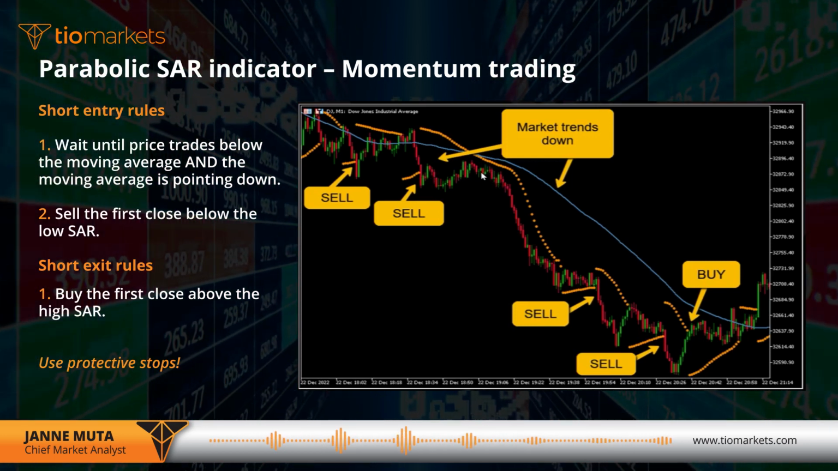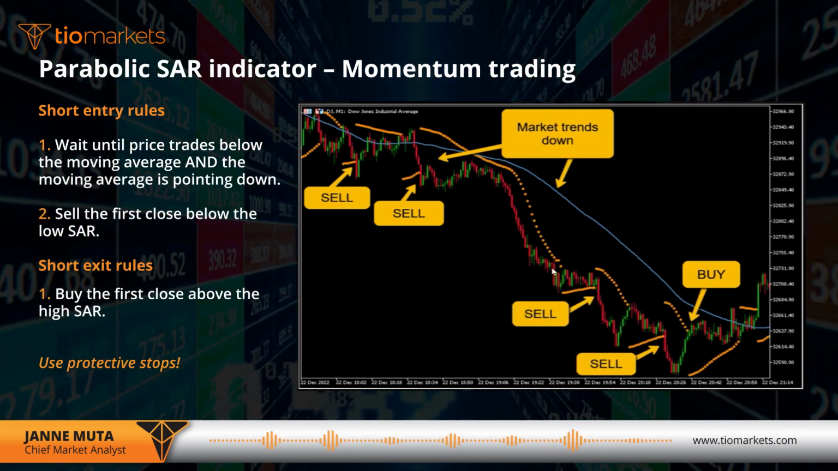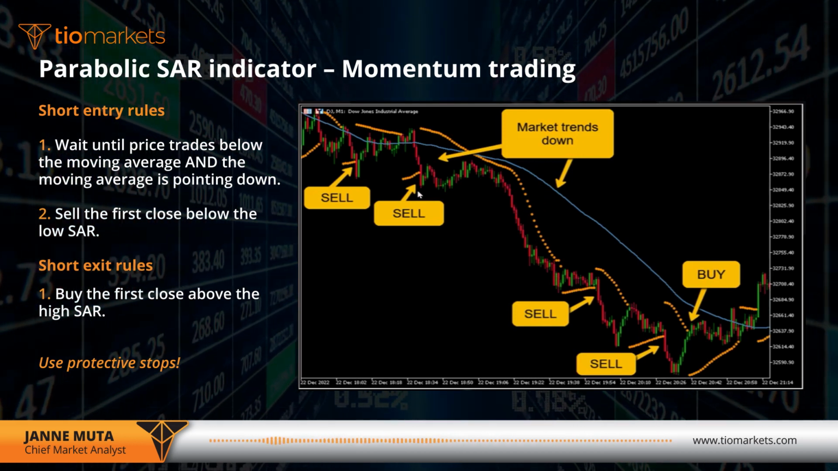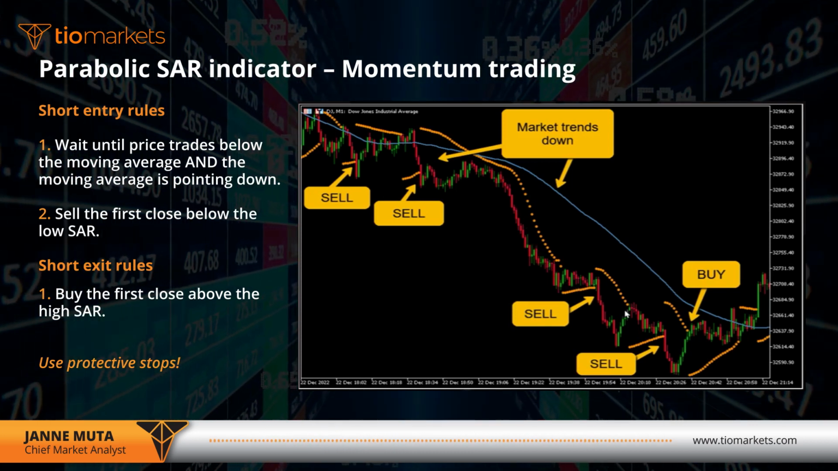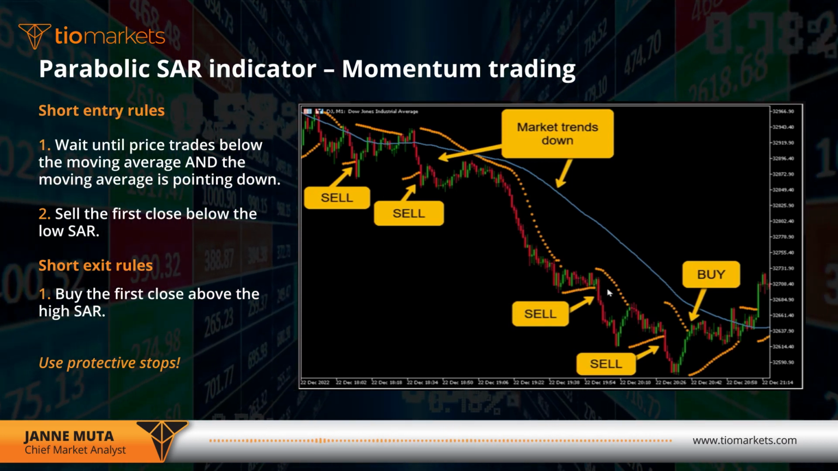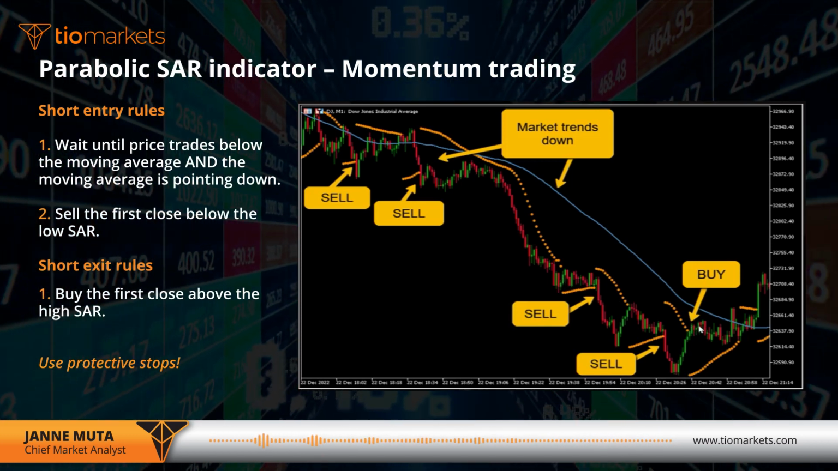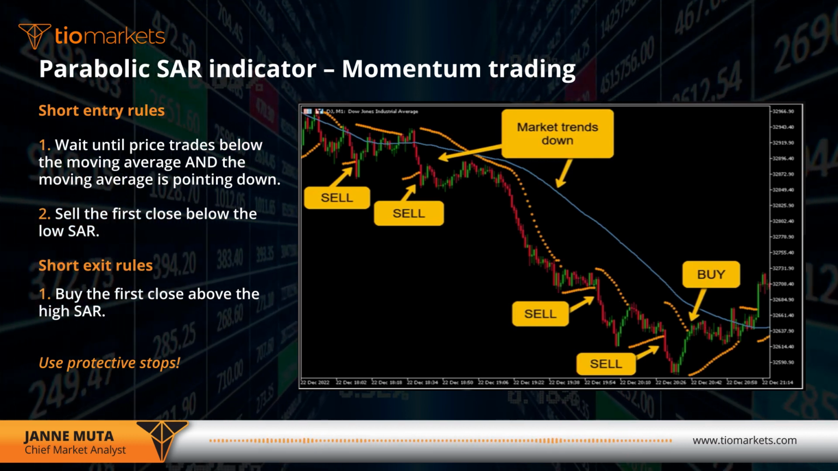The short exit rule is that we buy the first close above the high SAR. And on this occasion, we had a really nice signal here in terms of the movement that followed from it, because the next exit signal comes down here. This is where the market closes above the high SAR.